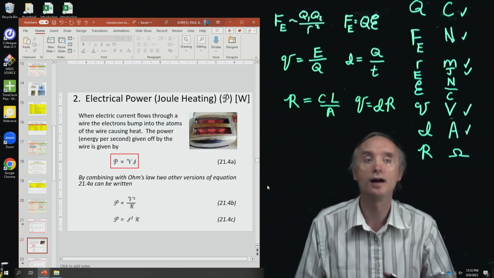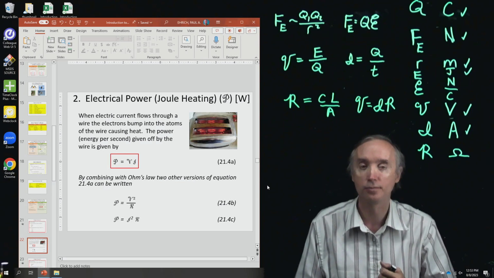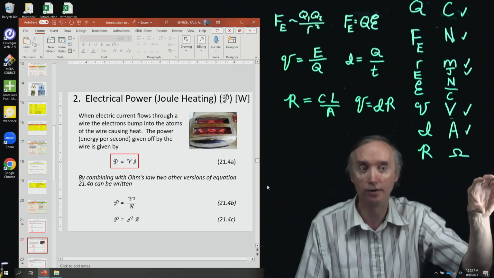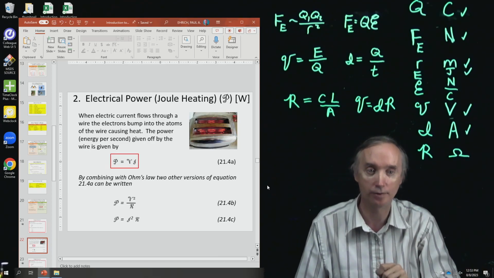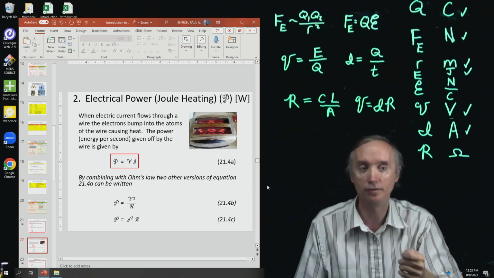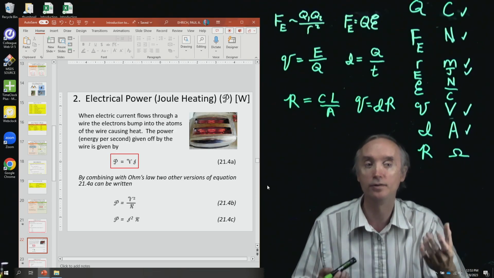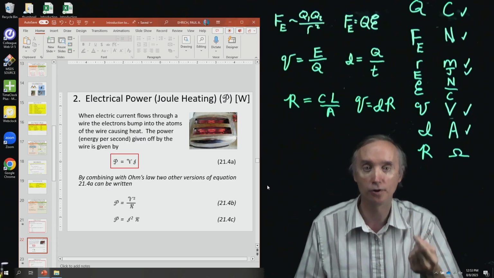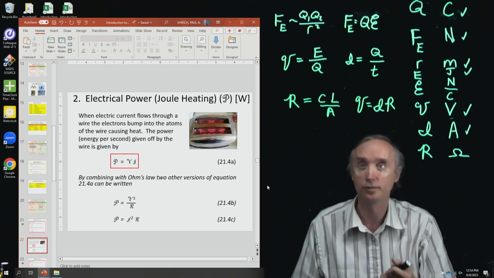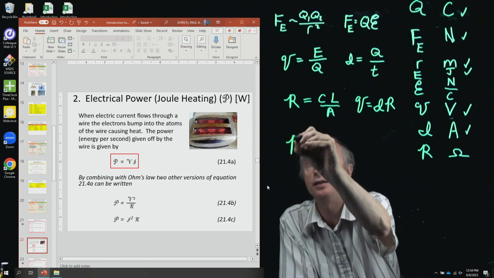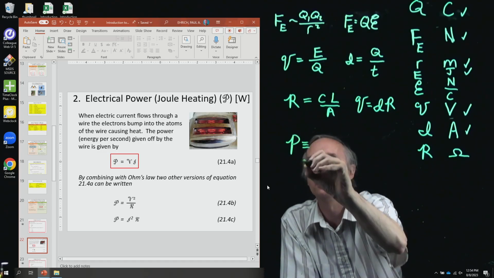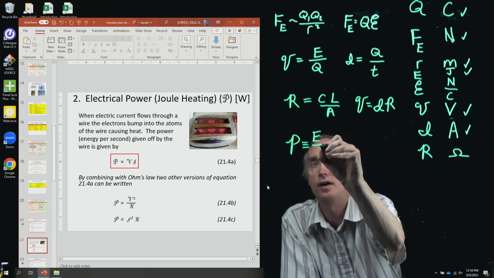Okay, then we've got how much energy per unit time is given off by the wire. So when you have an electric current flowing through a wire, it's constantly bumping into the atoms. The electrons are giving their energy to the atoms. It makes the atoms vibrate, and then that gives off heat. And the amount of heat given off per second is called power. So power, P, is defined to be energy divided by time.